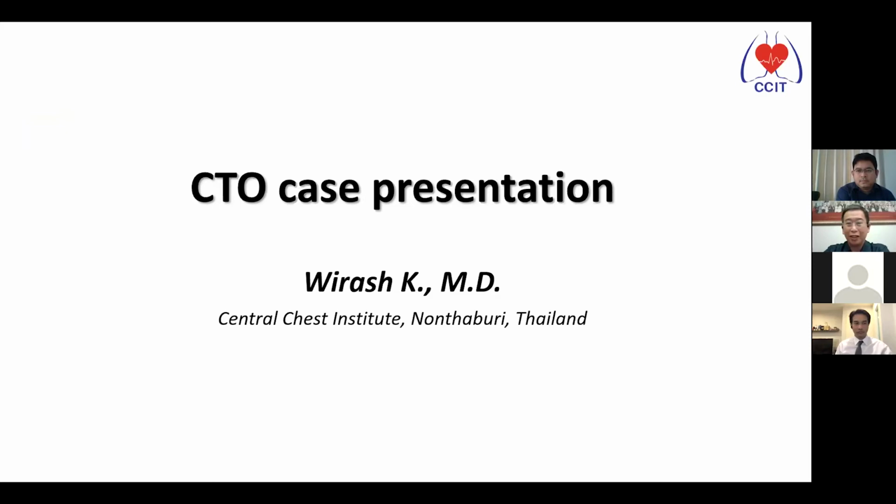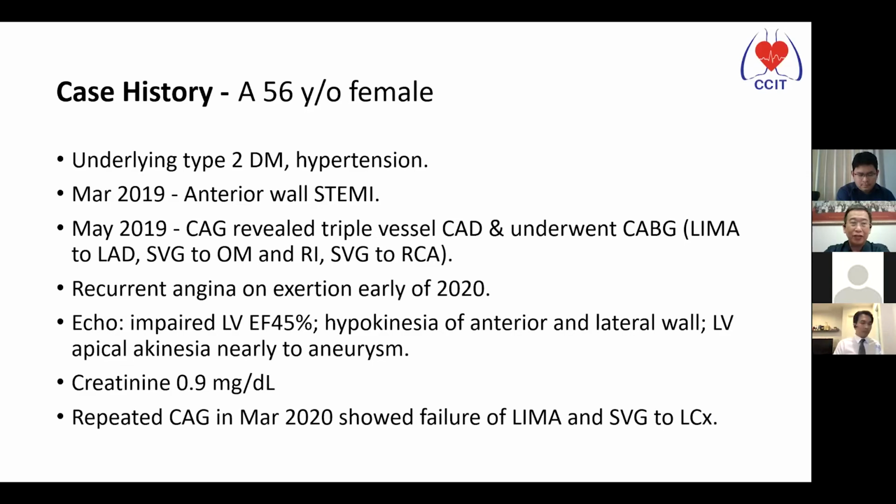This case I have presented somewhere else, but this time it will focus on the CTO technique. The case is a 56-year-old female with underlying diabetes and hypertension, who a year ago had an anterior wall STEMI. An angiogram a couple of months after the STEMI revealed triple vessel coronary artery disease, and she underwent CABG with three grafts to the OM, RCA, and one LIMA to the LAD. Recurrent angina occurred early this year, about 7 months after surgery. The echo showed impaired LV function, hypokinesia of the anterior and lateral walls, with the apical wall hyperkinesia nearly an aneurysm.